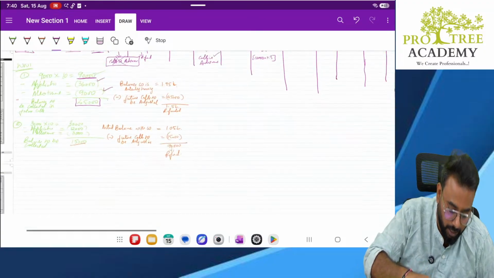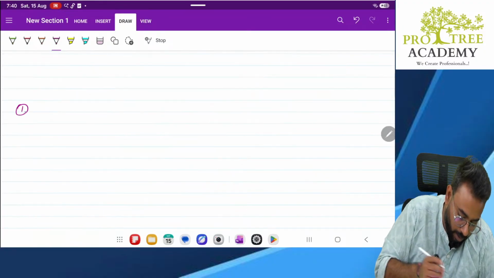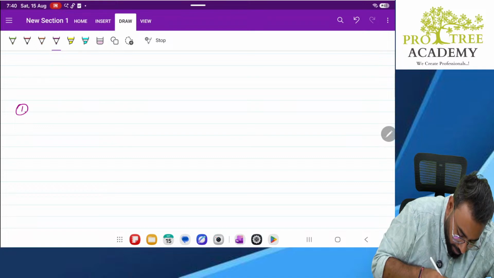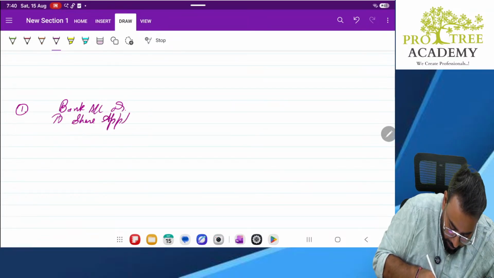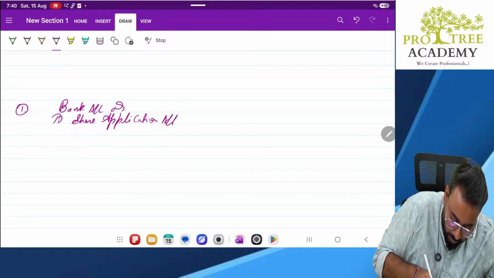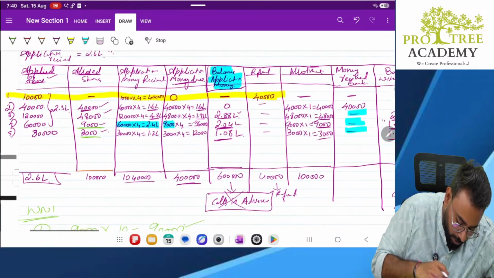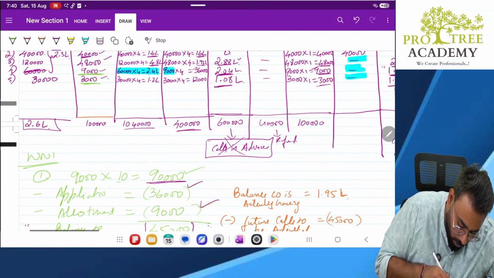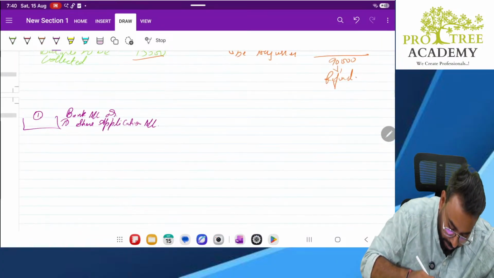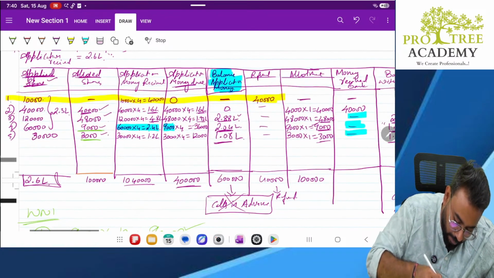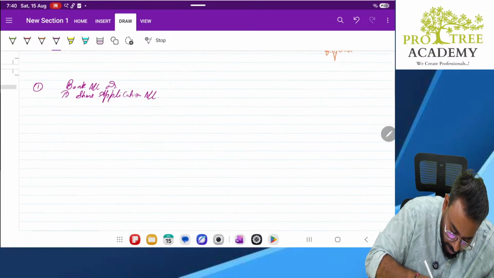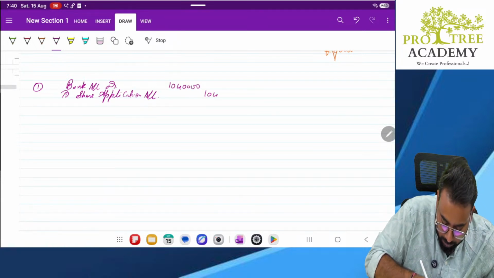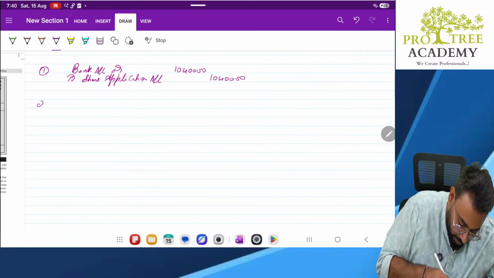Now we can pass the journal entry. First journal entry, when we actually receive the money. Bank account debit to share application account. Look here. How much we have received? Applied shares, how much? We have received total 2.6 lakhs shares applied. How much application money we have actually received? Sir, we have actually received 10 lakh 40,000. Correct? Correct, sir. Next.